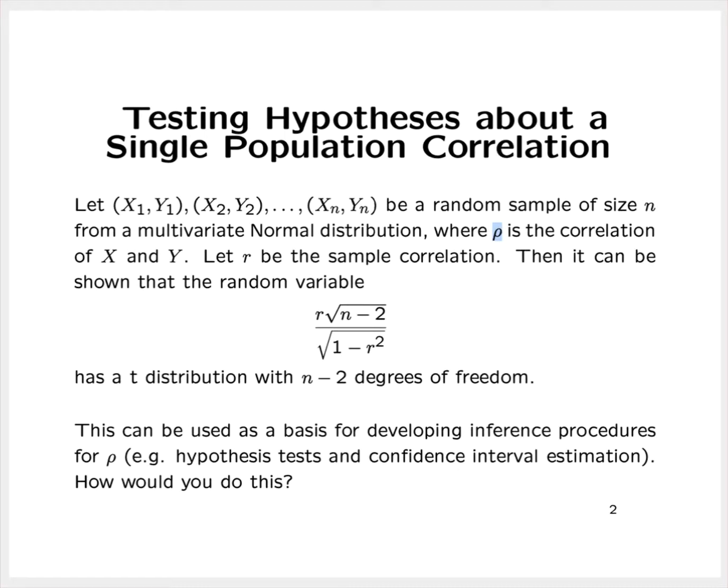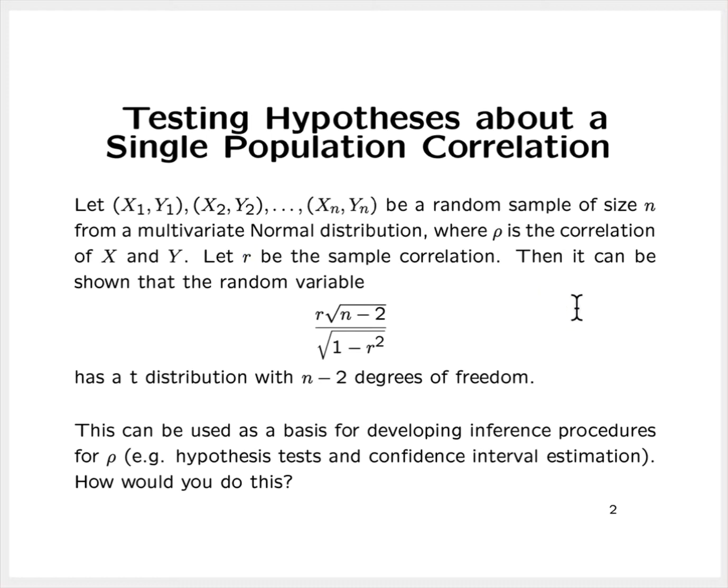So suppose we have a bivariate random sample of size n from a normal distribution where rho is the population correlation between x and y. Now from the sample we can calculate a sample correlation, and we need to distinguish between the sample correlation and the population correlation, and so we'll use lowercase r to denote the sample correlation.